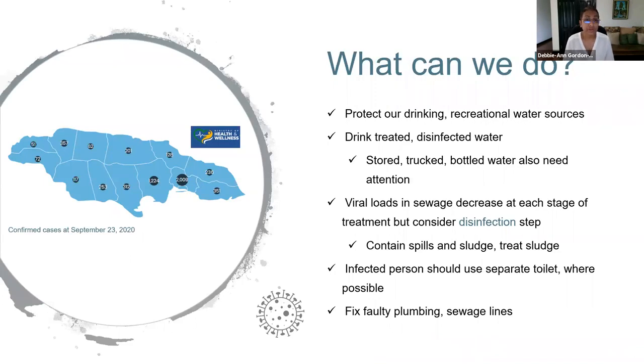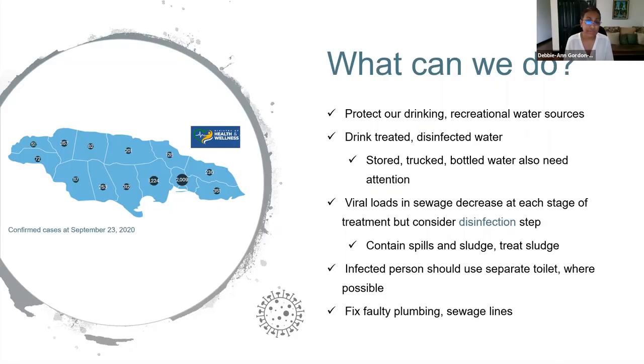What can we do? Certainly we need to protect our drinking and recreational water sources, which means we need to avoid the disposal of fecal matter or sludge or untreated wastewater in and around our water bodies. We should drink treated, disinfected water, and also pay attention to how we store our water, and how we handle bottled water and trucked water. Certainly, we know that viral loads in sewage decrease at each stage of treatment, but we should consider adding a disinfection step to be sure. And of course, contain all spills, contain the sludge, and even treat the sludge if possible.